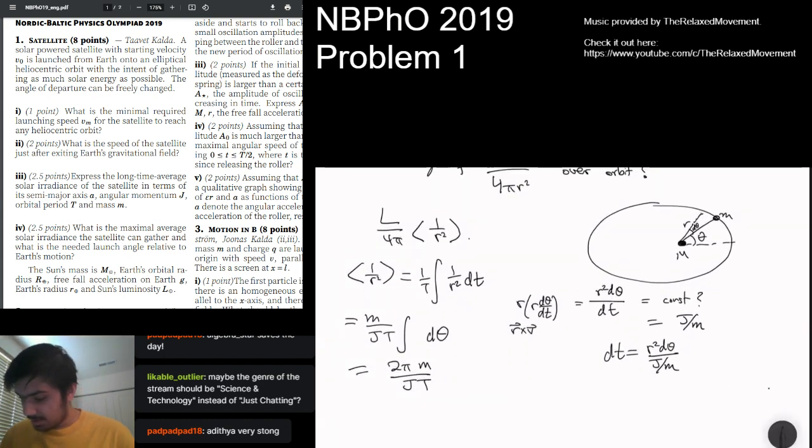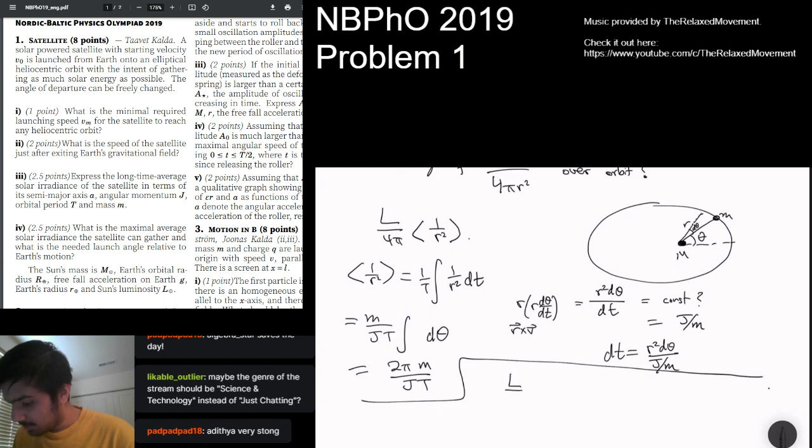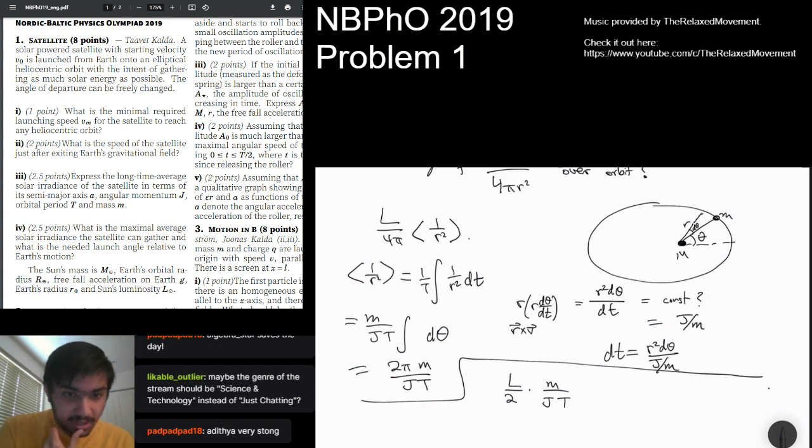So then the answer supposedly is, if we consolidate this, L over 2 times M over JT. But somehow they wanted it differently. They don't. Okay, they want M over JT. Okay, I think this is the answer. Yeah, I think this is just straight up the answer.